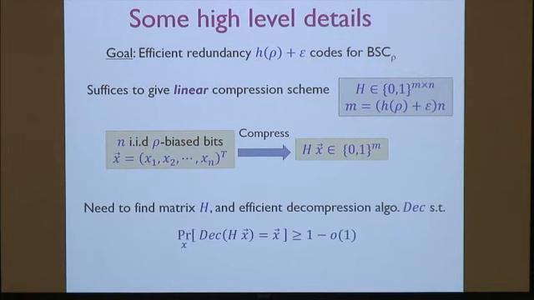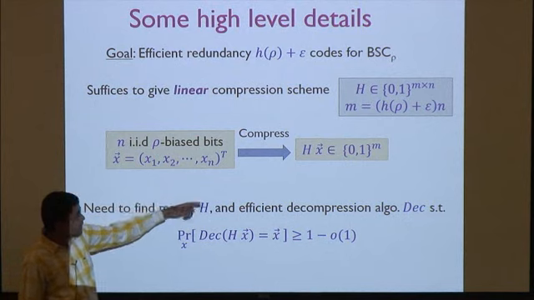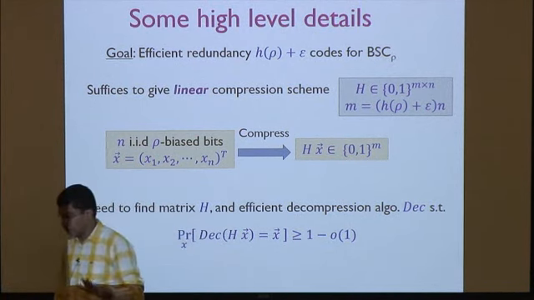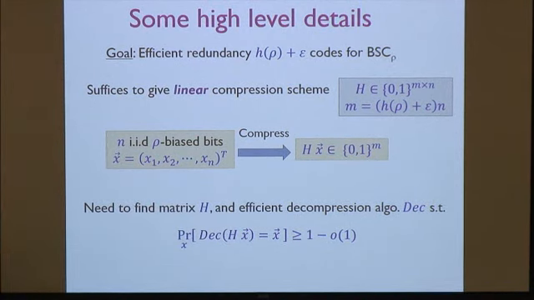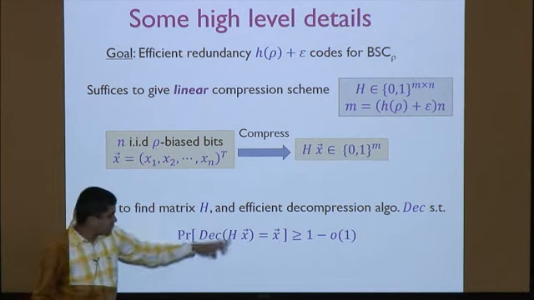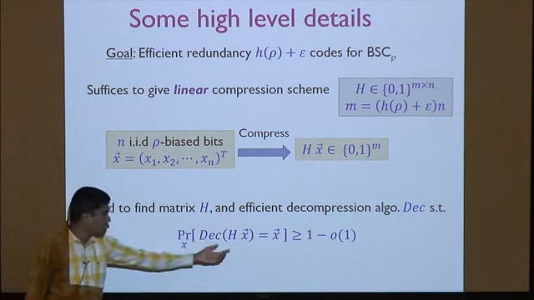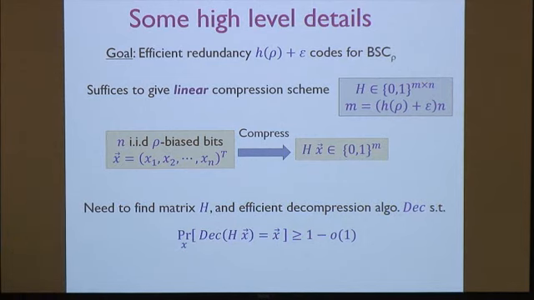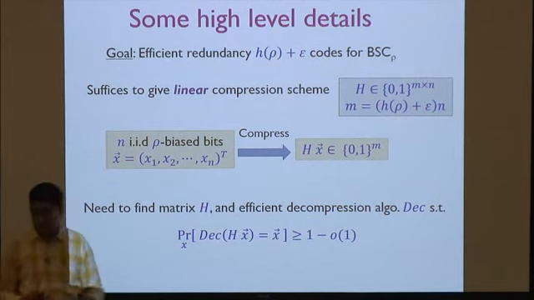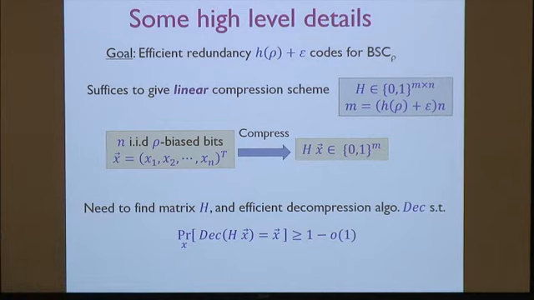The property you need is that you find such a matrix H, and all of this is over F2, so all the operations are mod 2. You need to find this matrix H and an efficient decompression algorithm such that the following is true: you get a sample from the source, you compress it and you decompress it, and you should get back the source with high probability, the randomness being over the source. If you do this, you can just take the kernel of the matrix H, and that will be a code which can solve the error correction problem. That's the very standard duality between source and channel coding. So this is really what is required.